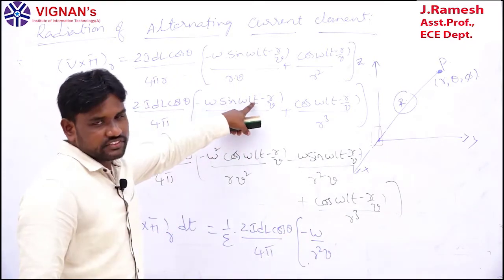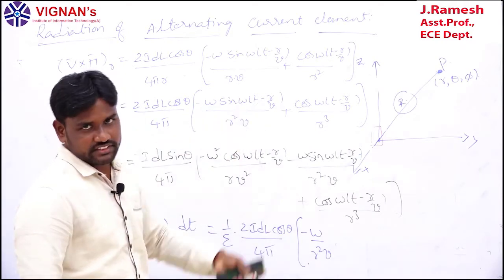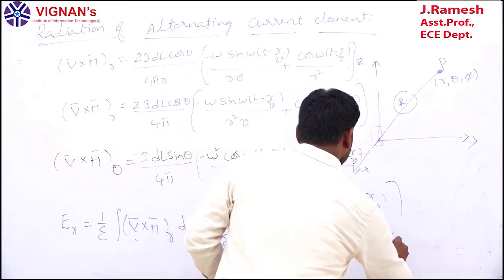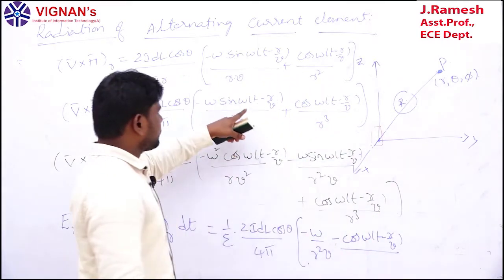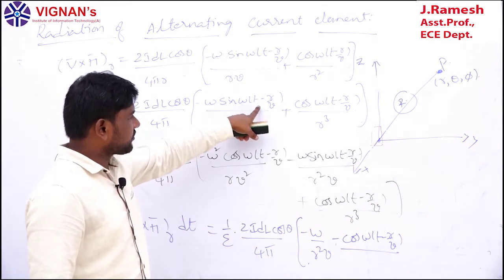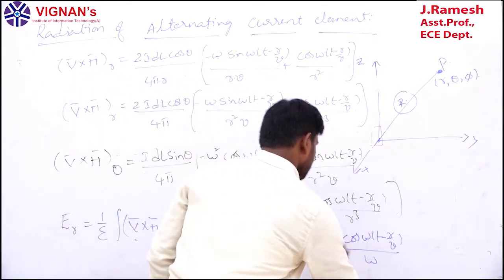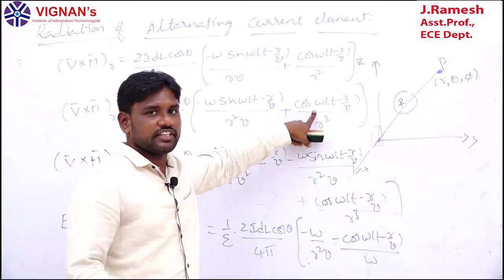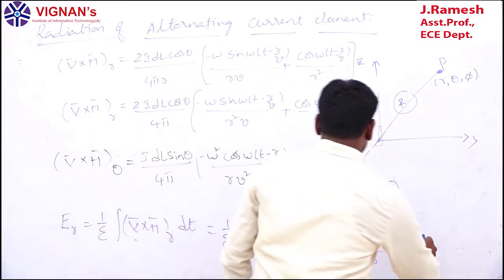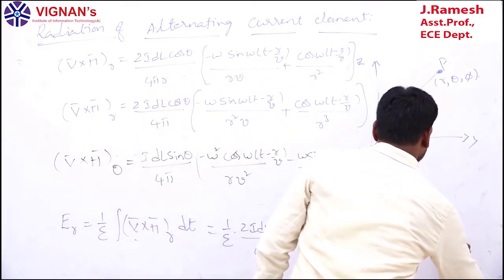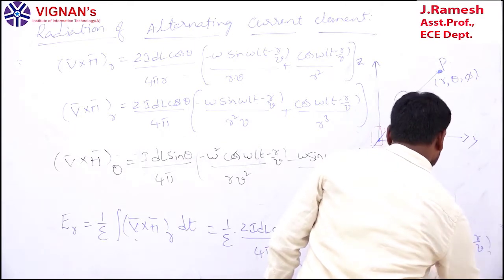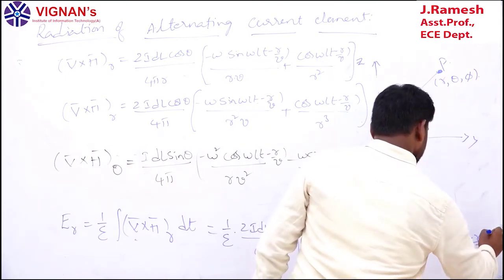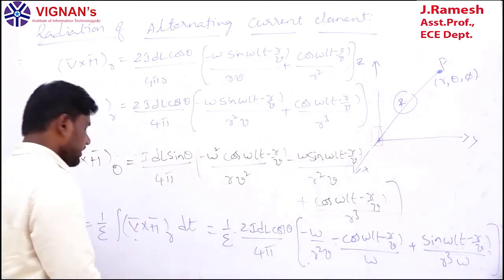What is the integration of sine? Sine integration is minus cos. So that's why minus cos of omega into t minus r by v, divided by the constant value with respect to t, which is omega only. Then doing the integration for this portion, cos integration is sine only. So it is simply given as sine of omega into t minus r by v, by r cube into omega. This is exactly equal to our ER component.